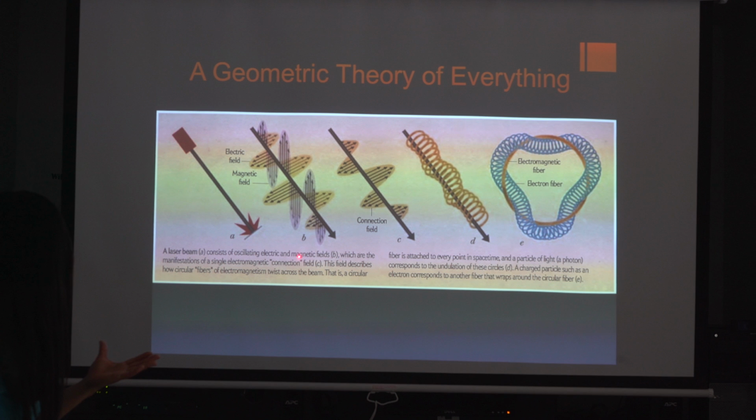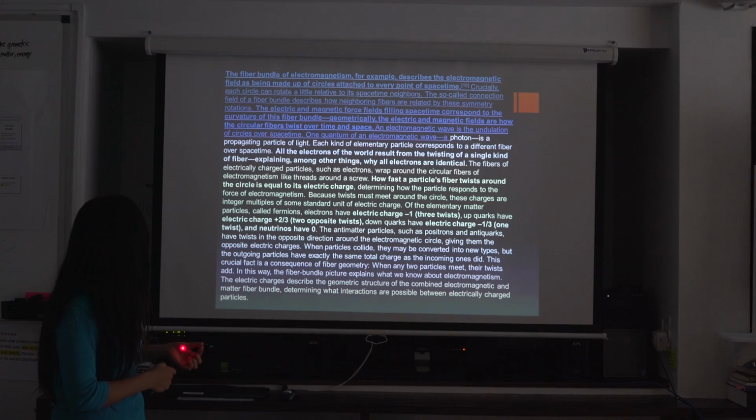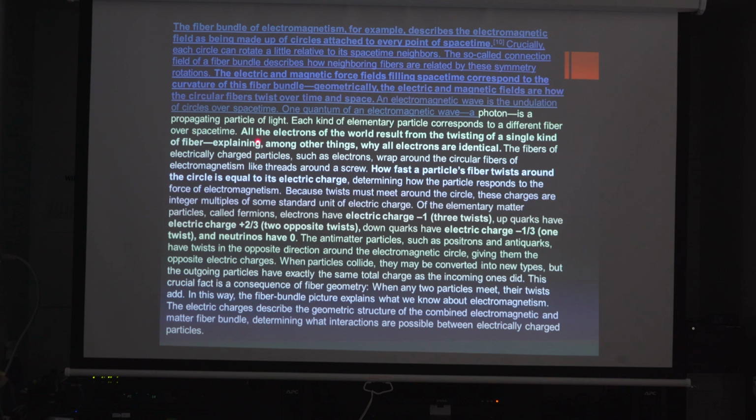Yeah, the charge equals kind of the amount of twist. I don't know if he used the word twist. "How fast the particles of fiber twist around the circle is equal to its electrical charge." So how fast, does it mean how many turns before it comes back?